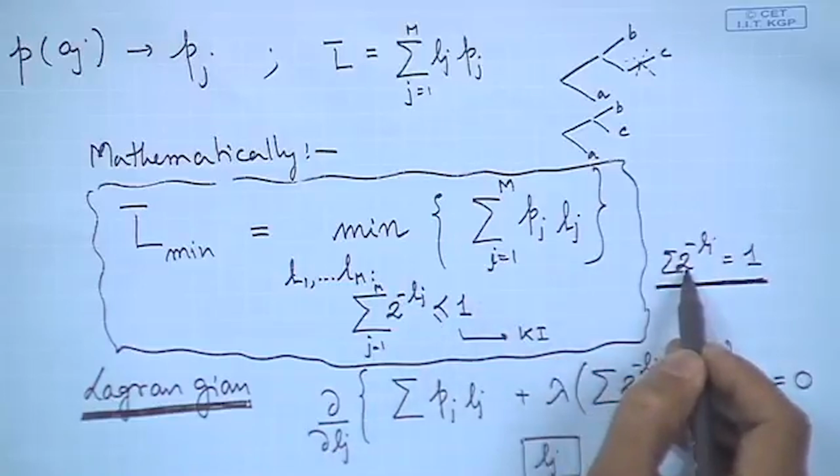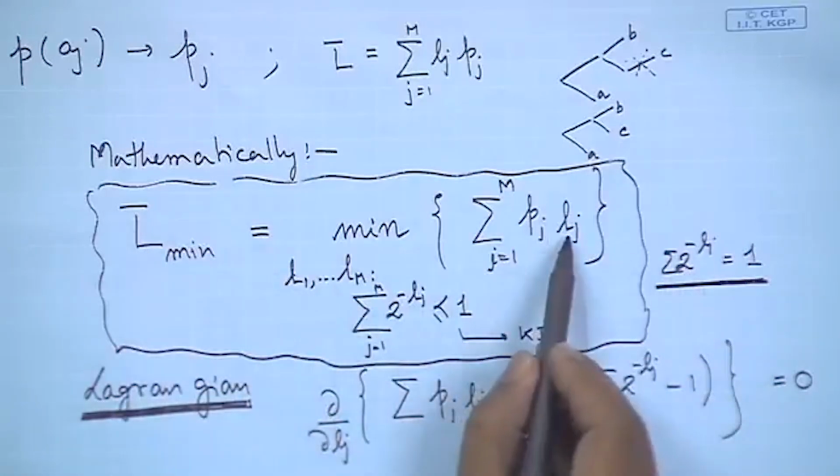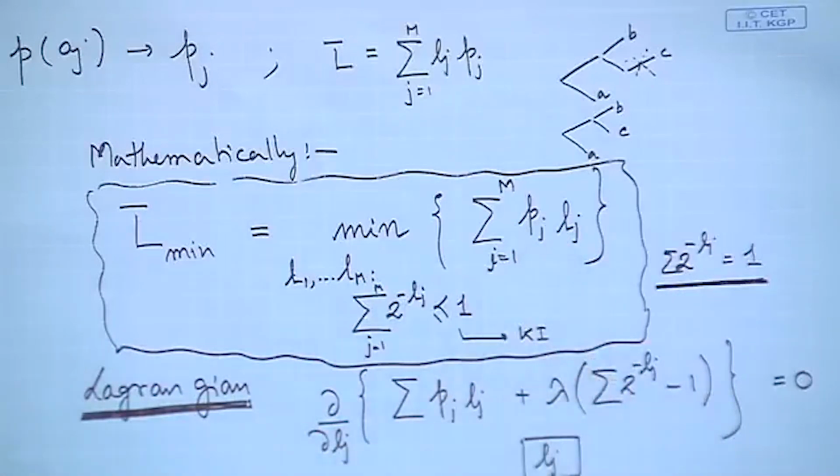And this particular problem, as we see, we are talking about lengths in terms of number of bits, and obviously this number is an integer number. So, if it is an integer problem, it is not possible to solve it using standard methods. You have to search over and find the numbers.